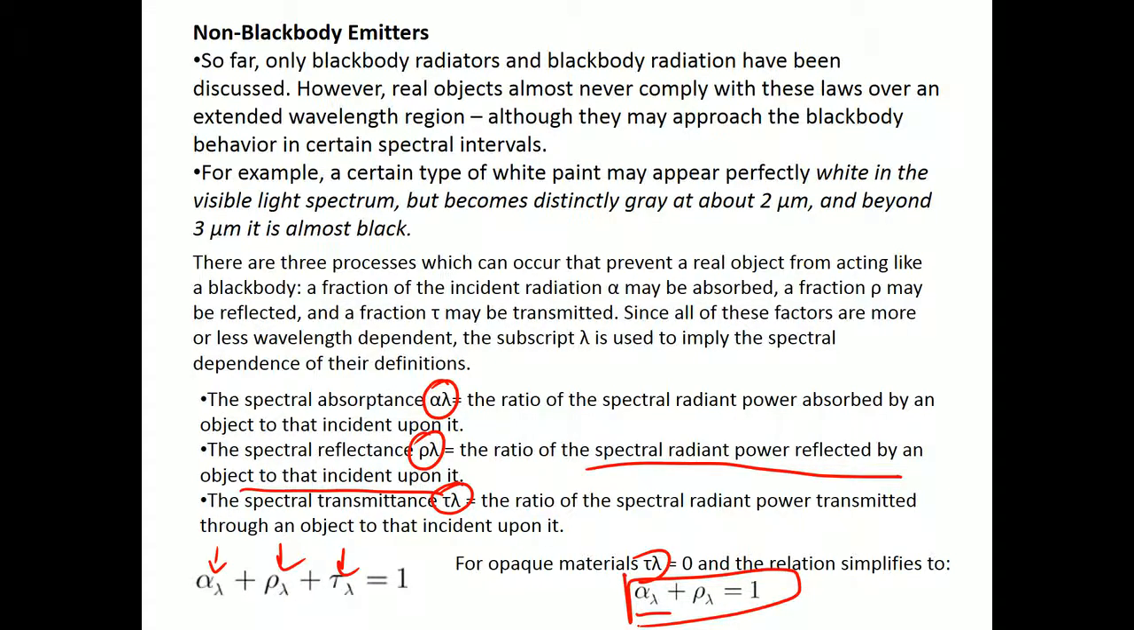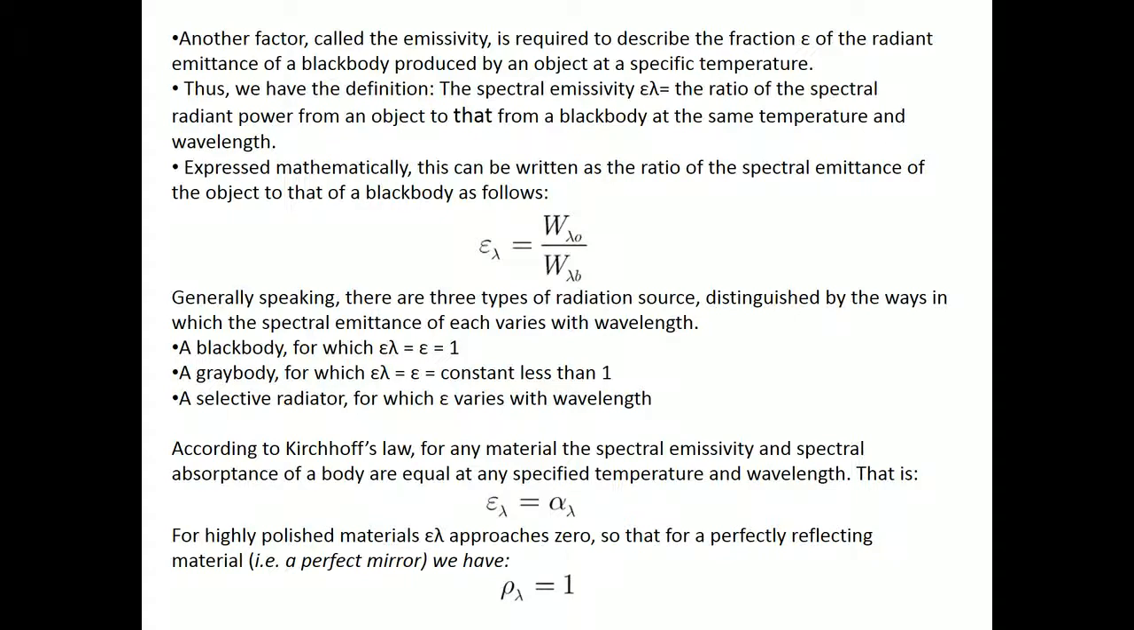Got it? Now, another factor which is called emissivity is required to describe the fraction of the radiant emittance of a black body produced by an object. So, we have the definition: the spectral emissivity is the ratio of the spectral radiant power to that from a black body at the same temperature and wavelength. Okay. So, basically you are comparing the black body with the real body. Expressed mathematically, you are basically writing it as this divided by the black body.